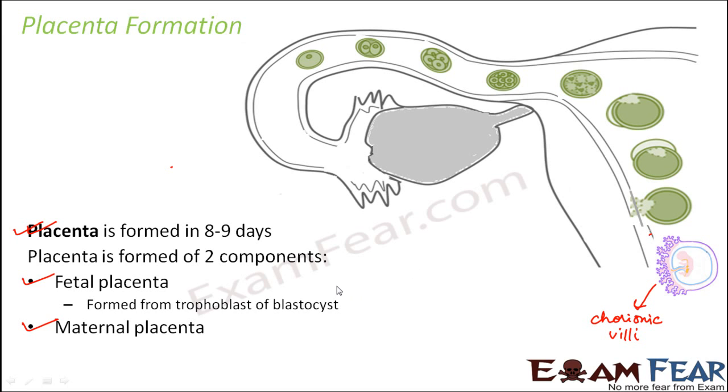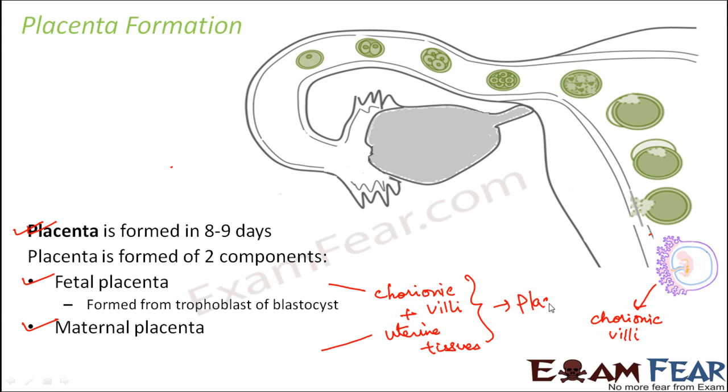On behalf of the fetal placenta, you have the chorionic villi, which are present in the form of projections on the trophoblast, and on behalf of the maternal placenta, you have the uterine tissue, that is, the tissues present on the wall of the uterus. Now both of these will combine together to form the structure called placenta. The maternal placenta develops from the uterine tissue, as I said. So this is how placenta will be formed.